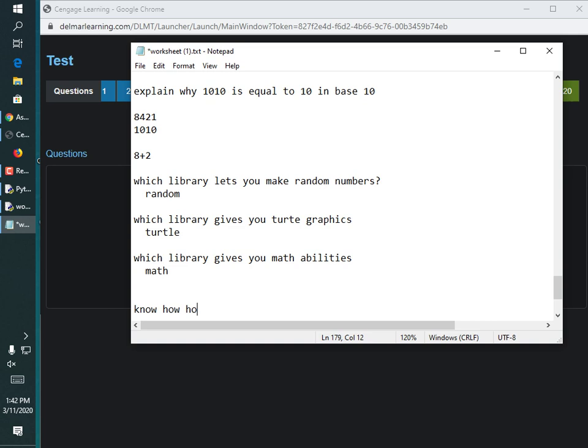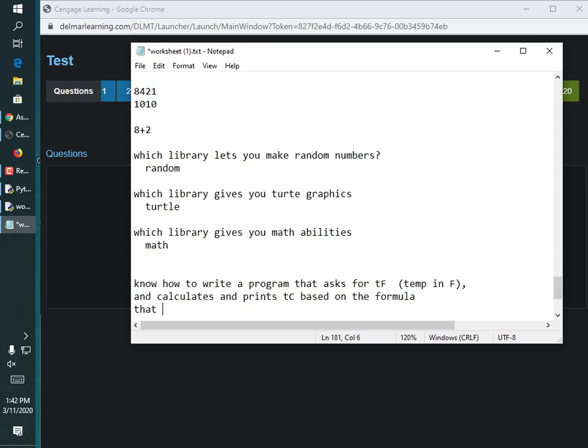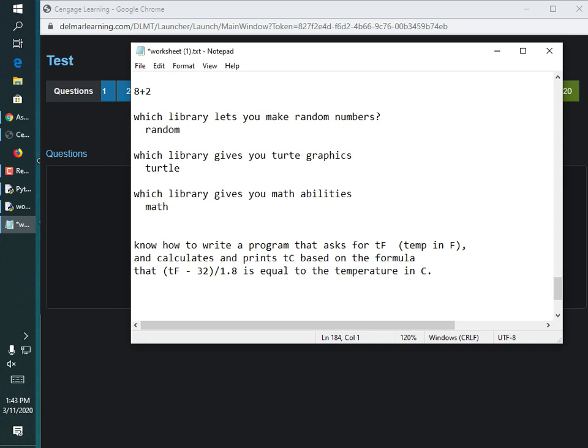This would be the thing at the end of the program: a program that asks for temperature in Fahrenheit, TF, and calculates and prints temperature in C based on the formula TF minus 32 divided by 9/2, divided by 1.8, is equal to the temperature in C. Hopefully that's not too hard. You just need an input statement to get TF, and then you need to write TC is equal to that expression.